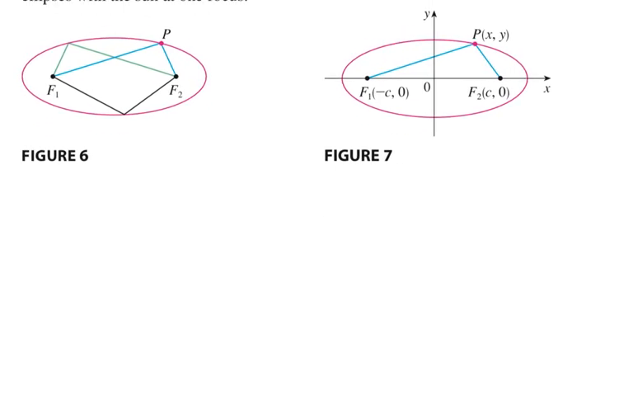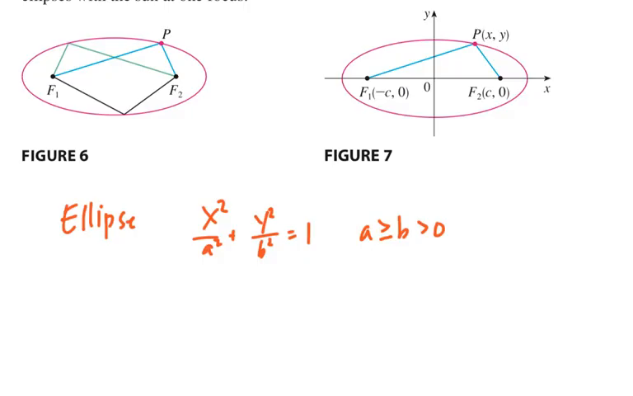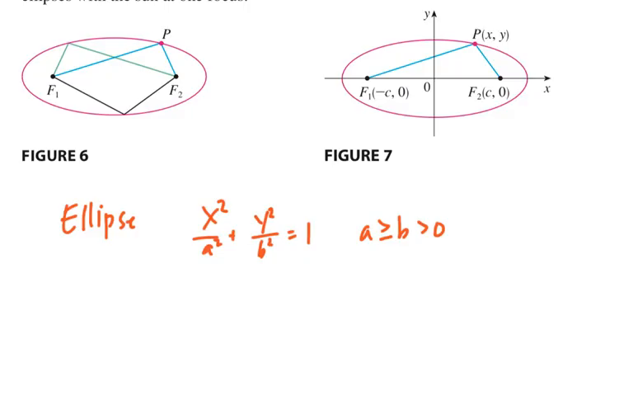And the formulas we have here are for an ellipse. We have x squared over a squared plus y squared over b squared equals 1, where a is greater than or equal to b, which is greater than 0. The foci are plus and minus c, comma 0. And the vertices are plus and minus a, comma 0. c comes from the fact that c squared equals a squared minus b squared by definition.